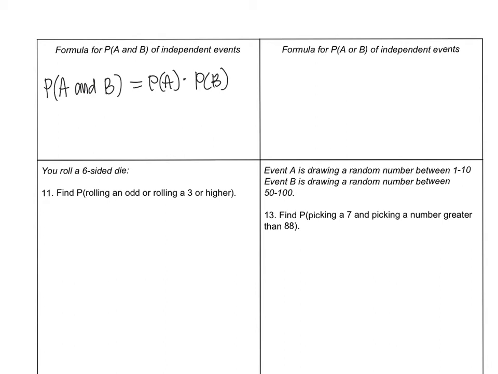The second formula was the probability of A or B happening. So the probability of A or B happening is the probability of A plus the probability of B minus the probability of A and B. Now, sometimes the probability of A and B might be 0, but in case there's ever an overlap, you have to subtract that from the probability.